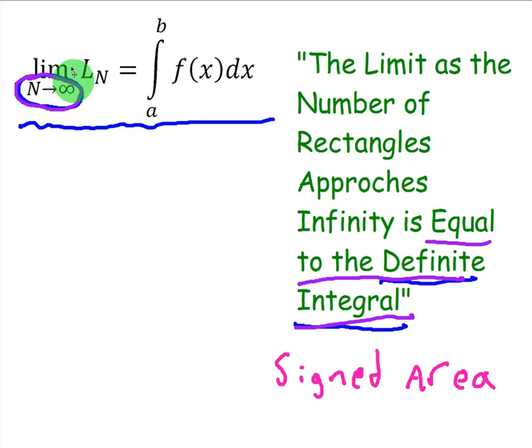So that is Riemann sums in a nutshell. When you make the number of shapes infinity, you get that definite integral, you give the signed area. So the limit as the number of rectangles approaches infinity is equal to the definite integral, or the signed area. So I know that's a lot, but hopefully that gives you some clear understanding of left point approximation. Next, we're going to look at right point, midpoint, and trapezoidal, and see how those relate to the definite integral as we make those number of shapes infinity.